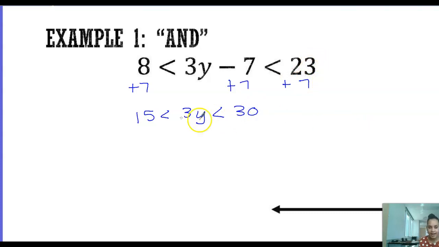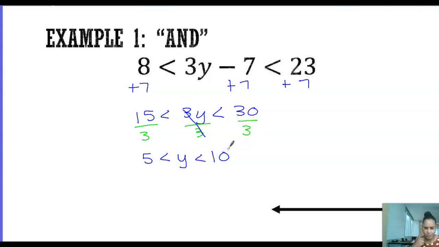From there, I still need to get that y alone, and I want it to be in the middle alone. So let's see what we need to do. The inverse of multiplying by 3 is to divide by 3. So let's divide by 3 in the middle and on the left and right. And what are we left with? 15 divided by 3 is 5, is less than, that cancels, so we just have y is less than 10.